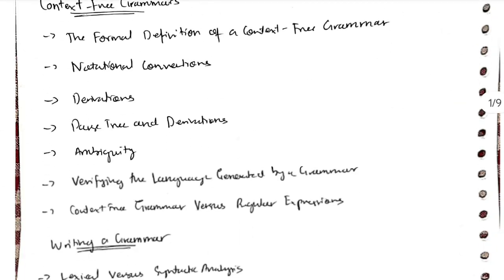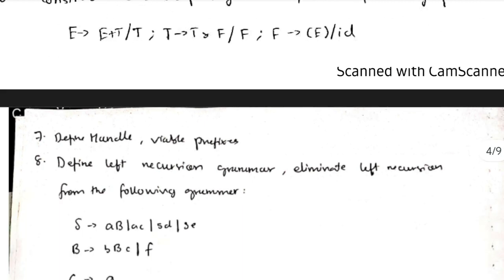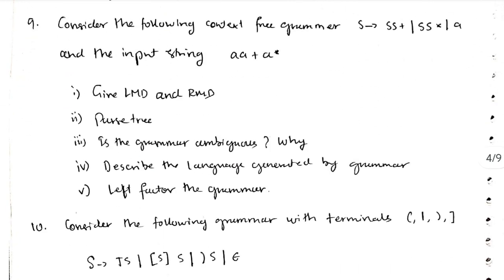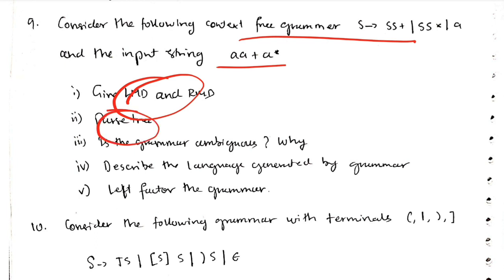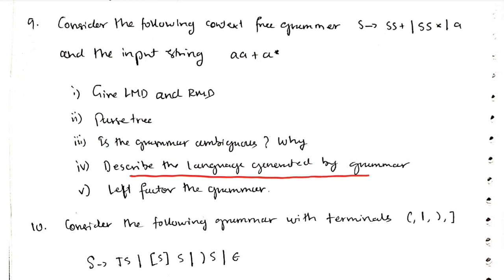Then the next one is context free grammar. Here we have the parse tree, derivations and ambiguity. The question you can be asked is the numerical type. I'll show you how the question can be asked. This is the given grammar, and this is the input string. You have to find the LMD and RMD, draw the parse tree, and see if the grammar is ambiguous or not. A grammar is ambiguous when you have 2 or more LMDs or RMDs for the same input. By either of these methods you can say that the grammar is ambiguous. And then we have describing the language generated by the grammar and the left factoring of the grammar.